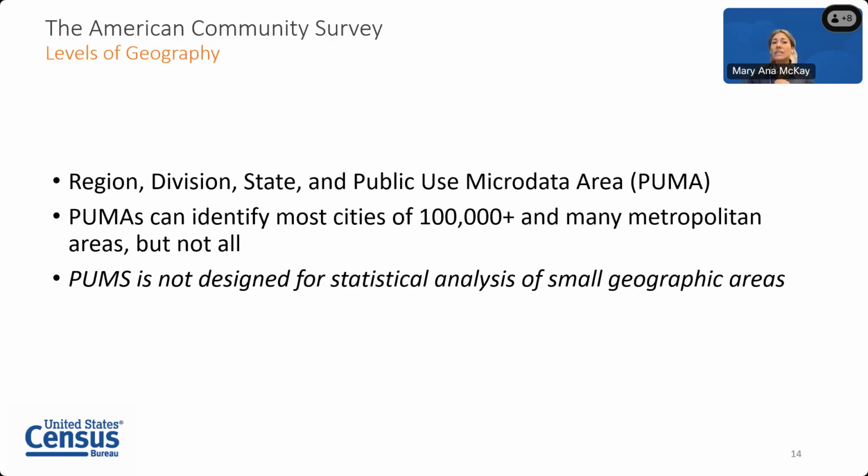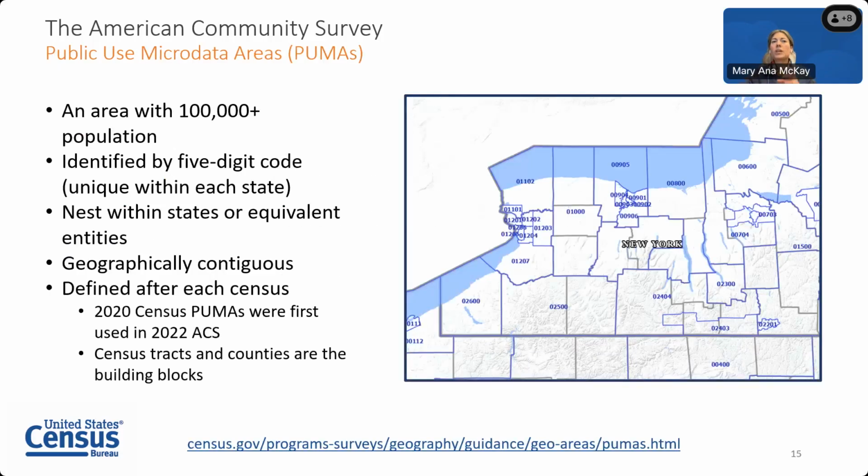PUMS is not designed for statistical analysis of small geographic areas, but the PUMAs can still be used for focused analyses in counties and cities of 100,000 or more people, as well as many metro areas. And I'm going to show an example of this shortly, but I'm going to spend a little more time here on PUMAs.